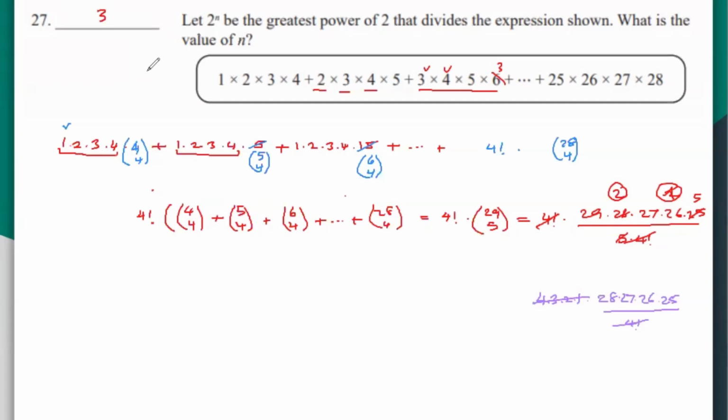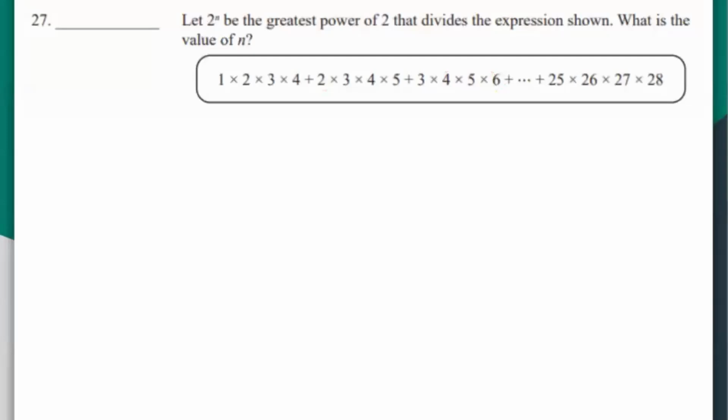So this was slightly interesting to see, I guess. But if there are some other ways that you end up getting it, let me know as well. I'd like to see more approaches. So that was 27. Okay, so here's number 28.